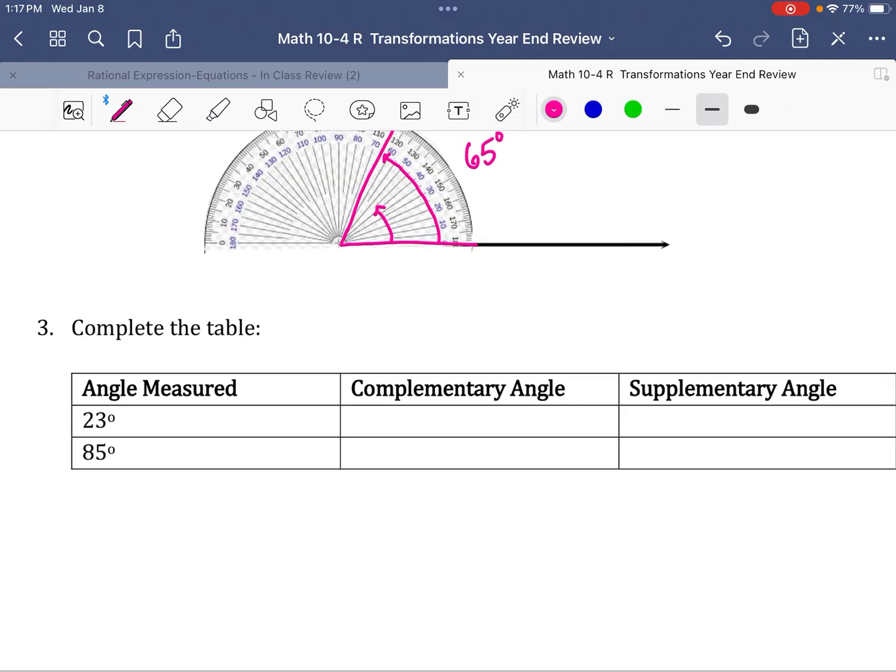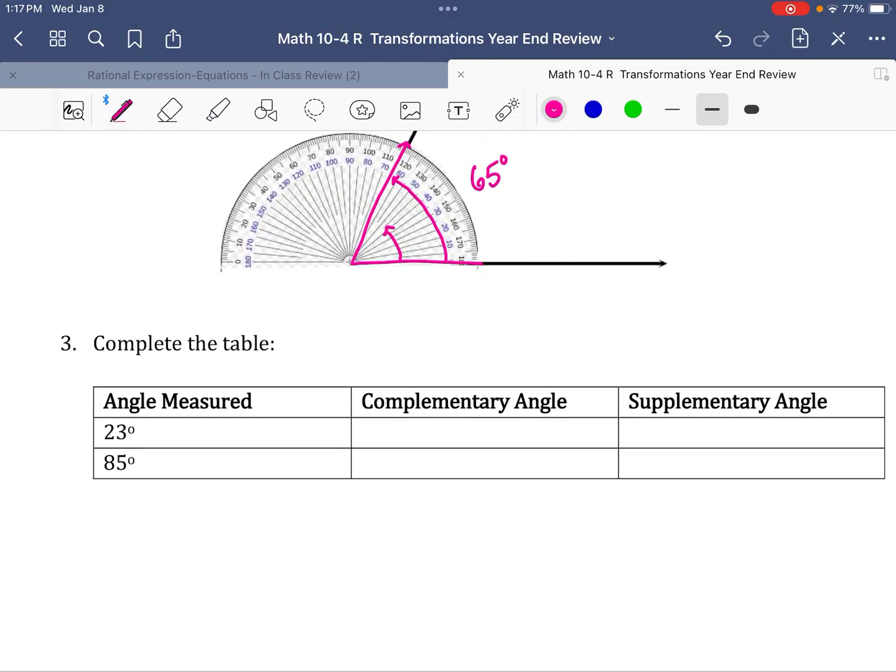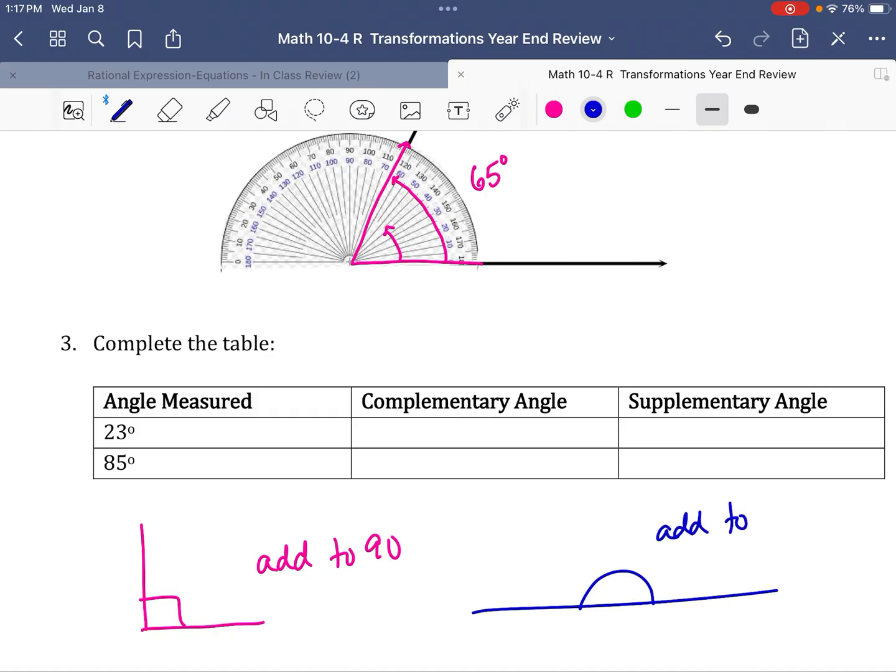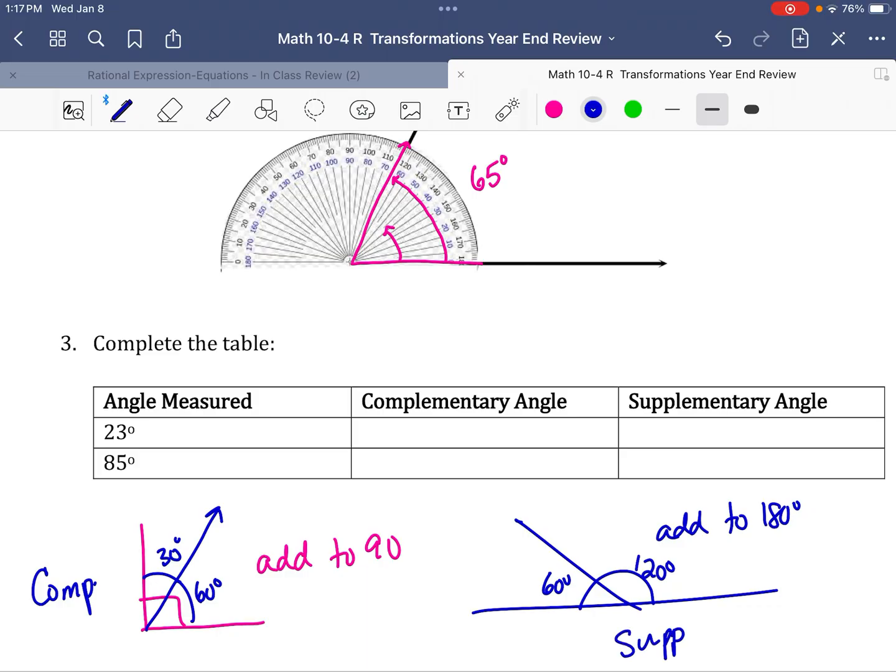Okay. Now when we talk about complementary versus supplementary angles, we've got two types of scenarios. We have angles that add to 90, and we've got angles that are going to add to 180 degrees, okay? Now two angles that add to 90, so for example 30 degrees and 60 degrees, are called complementary. And two angles that add to 180, so let's call that 60 degrees and 120 degrees, those are called supplementary.